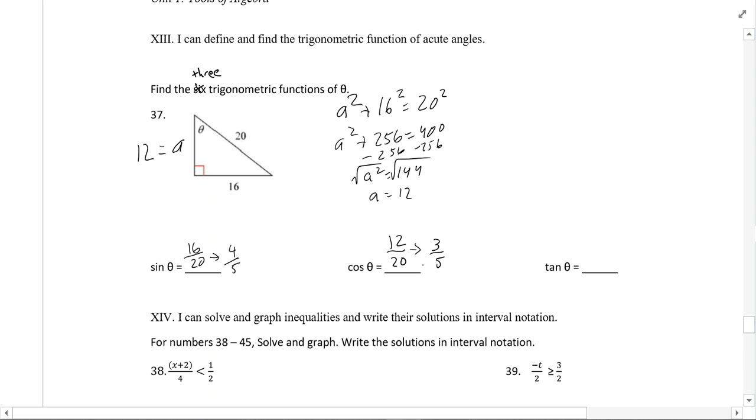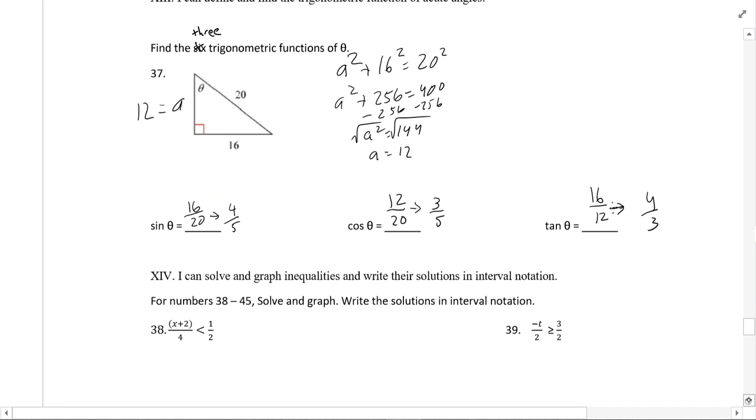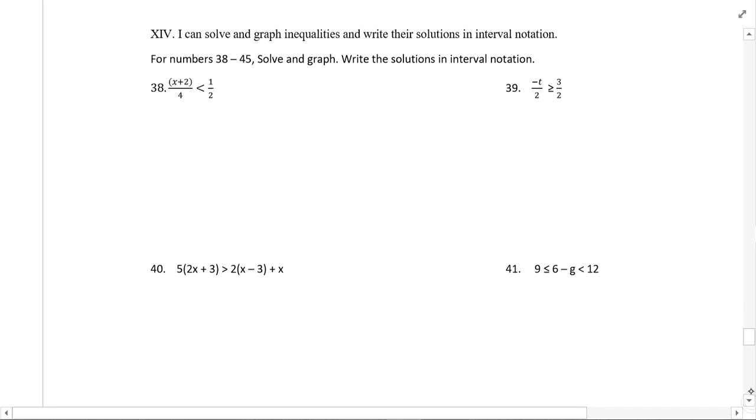All right, so tangent, opposite over adjacent. So opposite of theta would be 16, and adjacent would be 12. So we have 16 over 12, which again, I can reduce if you divide by 4. So you're going to get 4/3, and you can leave it as 4/3. Do not change it into 1 1/3. Leave it as 4/3. All right, so that was a review of some of our trig.